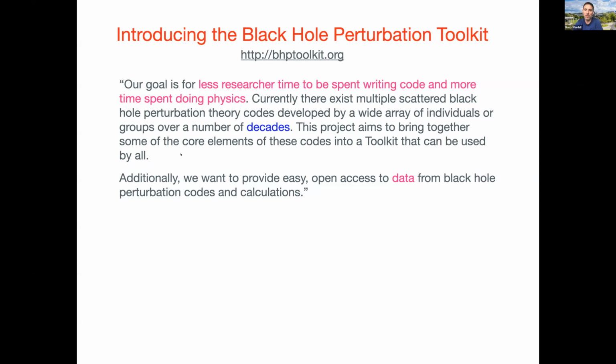At the time, there were multiple scattered Black Hole Perturbation Theory codes. They were developed by a wide range of individuals or groups over a number of decades, but they were private, and they kind of stuck to the one person, and if that person lost interest, they kind of died. So the aim of the Black Hole Perturbation Toolkit is to bring together some of the core elements of those codes into a toolkit that can be used by all. And the second goal, as well as providing the code, is that we also want to provide easy open access to the data that's produced in many of these calculations.